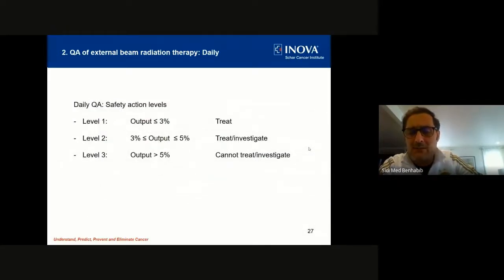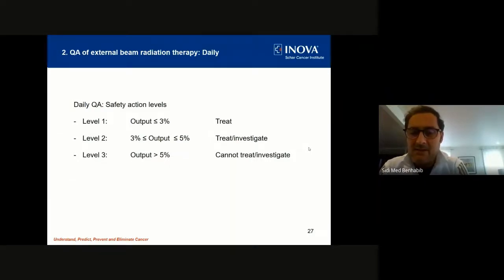So what are the action levels? Let's say I'm a radiation therapist. I did the QA this morning. What should I do? If my output deviation is less than 3%, that's our first level, so they can treat, we are good. If they measure the output between 3 to 5%, they have instructions to treat on the machine, but they have to notify physics. Physics has to investigate why it is more than 3% but less than 5%. And then the third level is if the output is more than 5%, then we cannot treat. The therapist has to call physics, and physics needs to investigate.